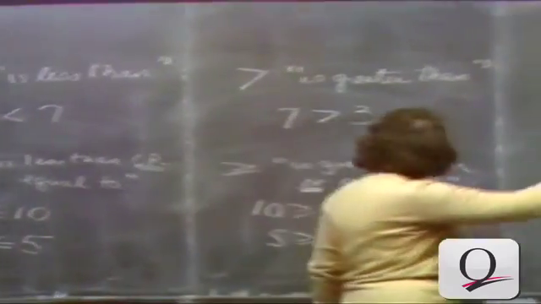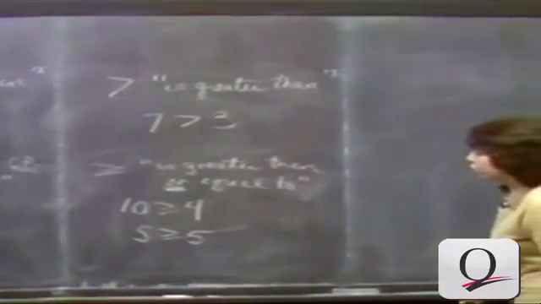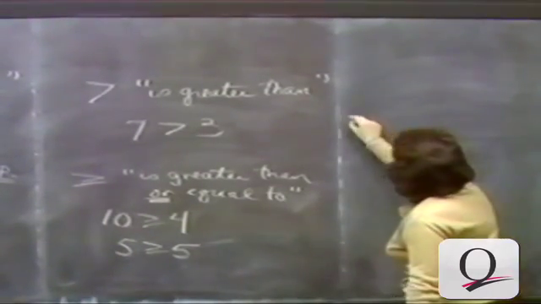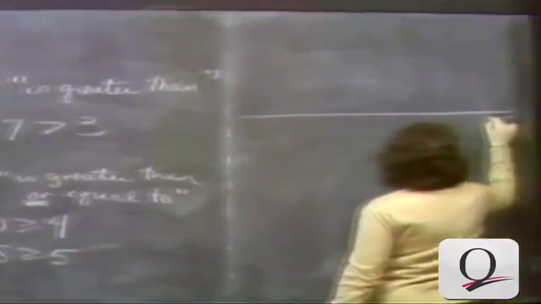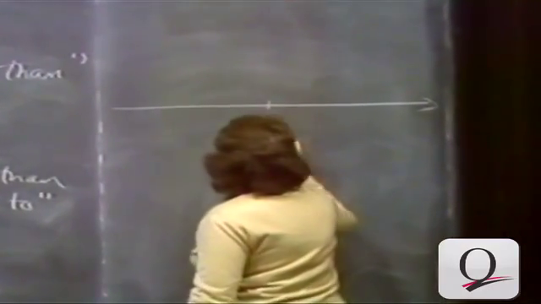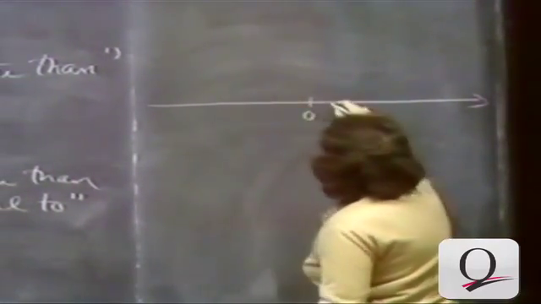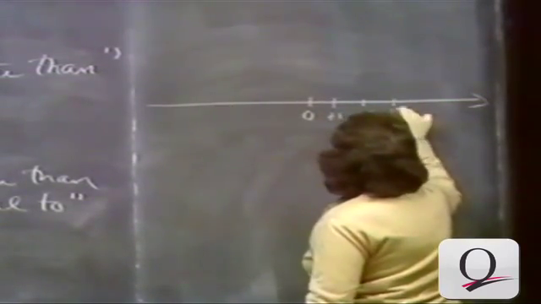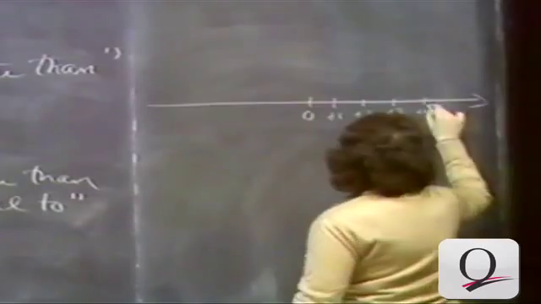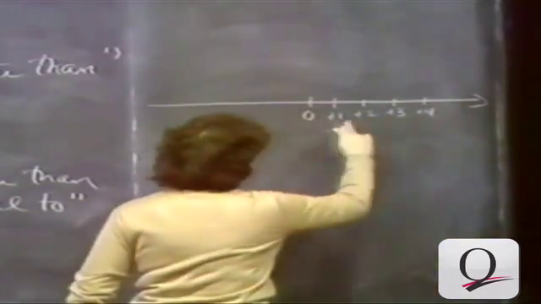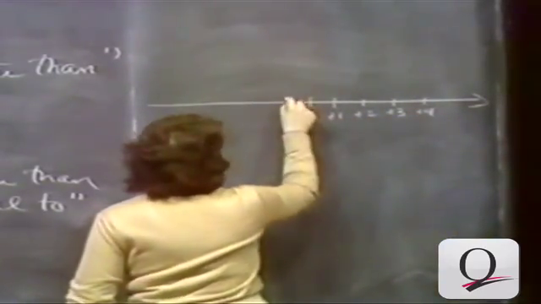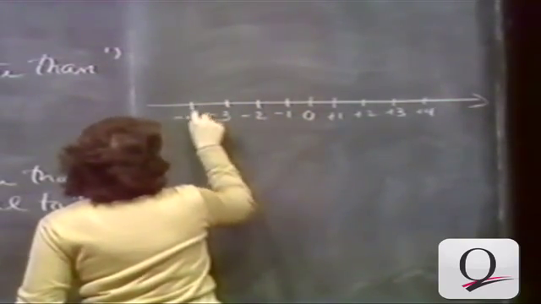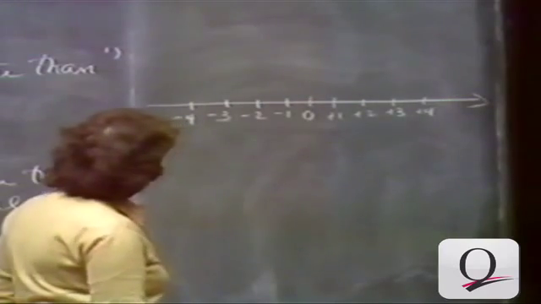Now, it's helpful to visualize inequalities by looking at the number line. Let me put down a number line here for you. This is 0, or origin, and we have +1, +2, +3, +4, and so on. Of course, we can leave out the plus signs for the positive numbers. And here, -1, -2, -3, -4.